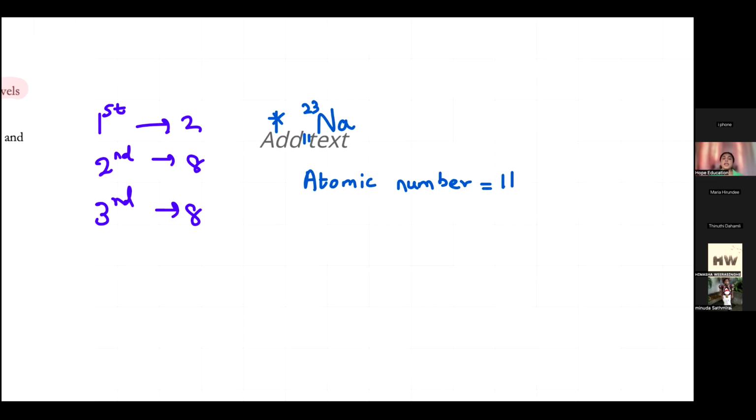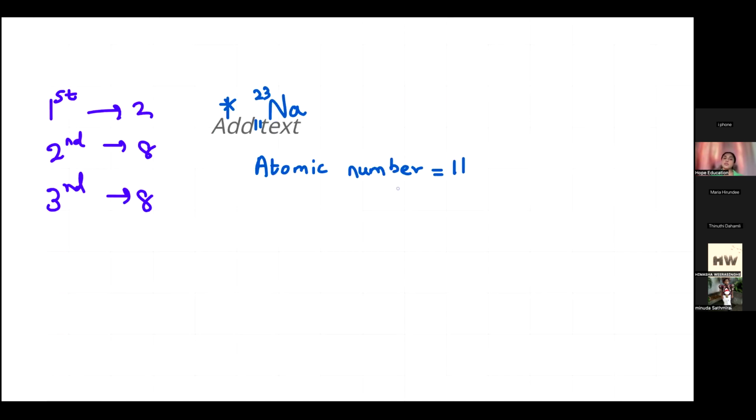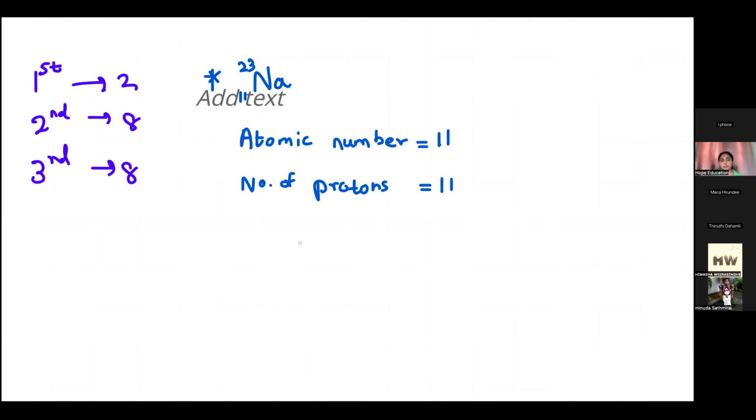Okay. Atomic number 11 means how many protons does it have? Because atomic number is equal to the number of protons, right? So if the atomic number is 11, how many protons does it have? Yes, it has 11 protons. There is no charge here. Since there is no charge, we know the number of protons and the number of electrons are equal. So how many electrons does it have?